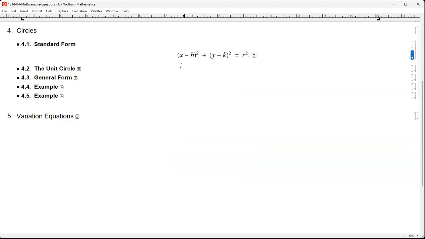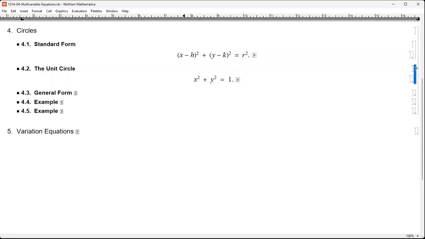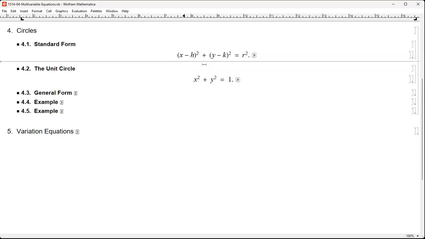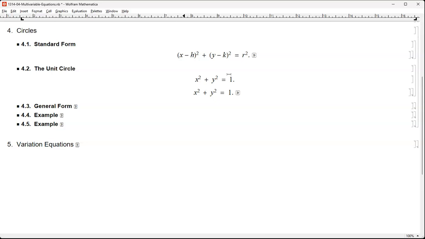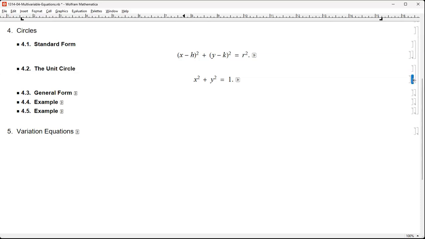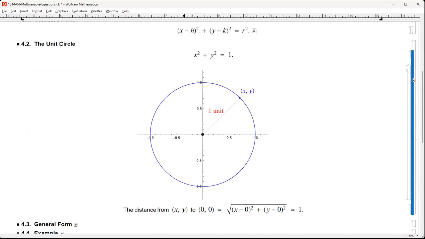In a special case, when h and k are both zero, you're going to get a circle centered at the origin. And in general, you have this: a circle centered at the origin with radius r. But among those, the most important is when the radius is also 1, which we call the unit circle. x squared plus y squared is equal to 1, like this. But in general, x squared plus y squared is some r squared.